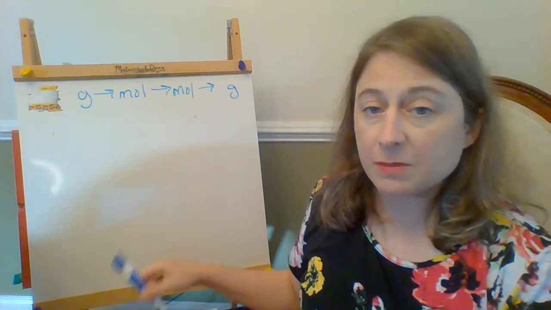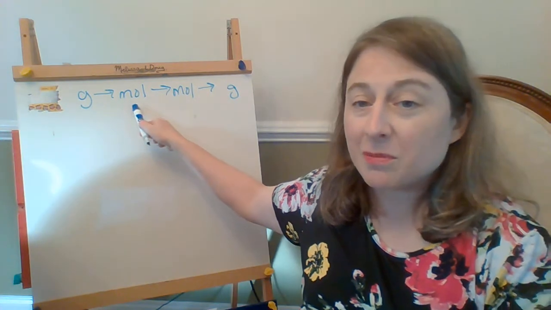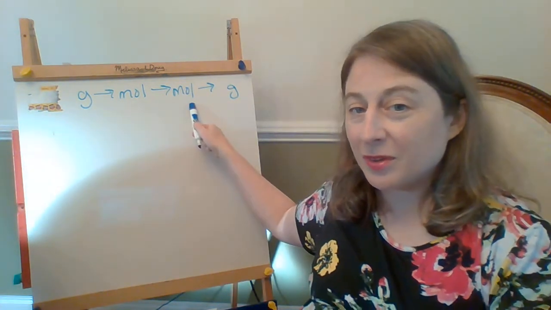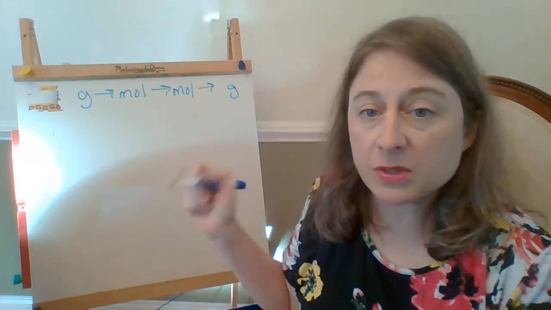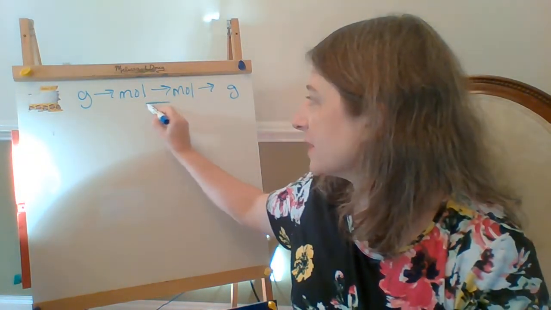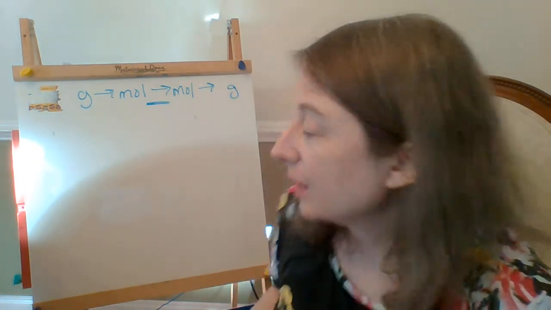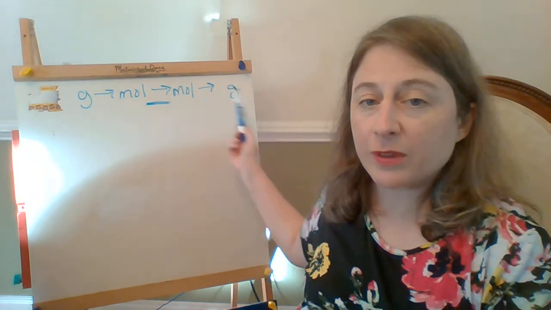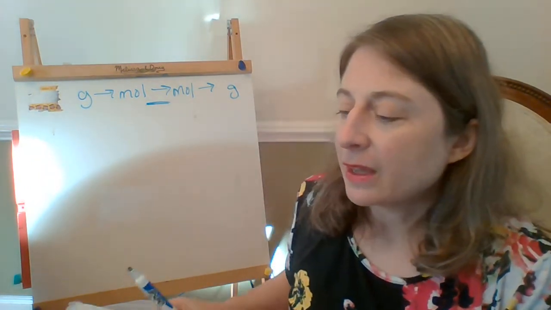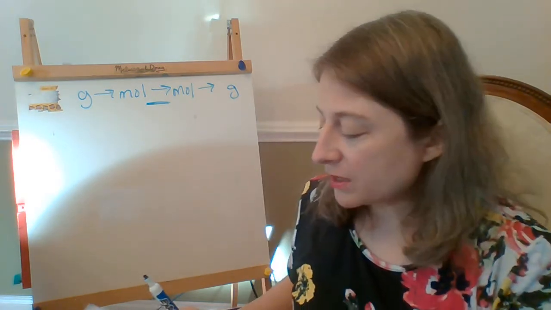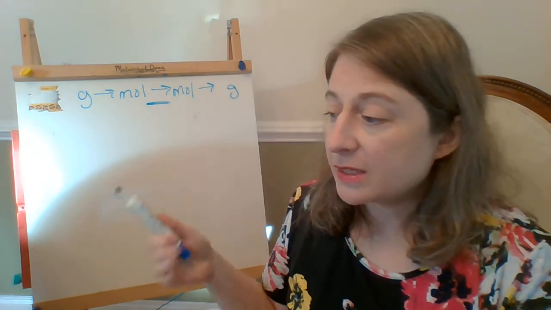So this step is important. We're going to convert from grams of one thing to moles of it, and then from moles of that to moles of another chemical, and then to grams of that chemical. So the stoichiometric coefficients bridge this gap right here between moles of one chemical and moles of another chemical. But we can't just convert grams of one thing to grams of another thing with our stoichiometric coefficients. That's a no-no.